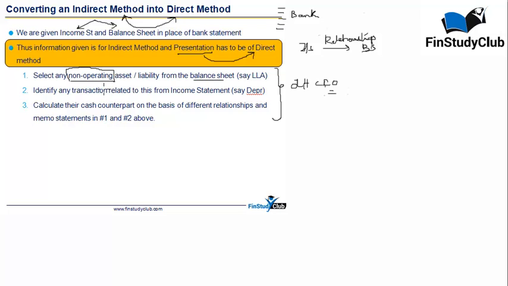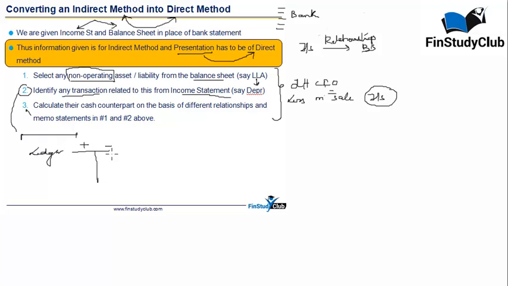Once selected, I'm going to try and find out if there is any transaction related to that in the income statement. Let's say there is a transaction called depreciation, or a loss on sale of assets, or a gain on sale of assets. All these are present in the income statement. The idea of step 2 is to find out what would have happened during the year with the particular ledger account that I have selected, because at the end of the day, in step 3, I will actually have to make a calculation of what would have happened in that ledger account, by what it would have gone up, by what it would have gone down. So step 2 gives me the additional information.